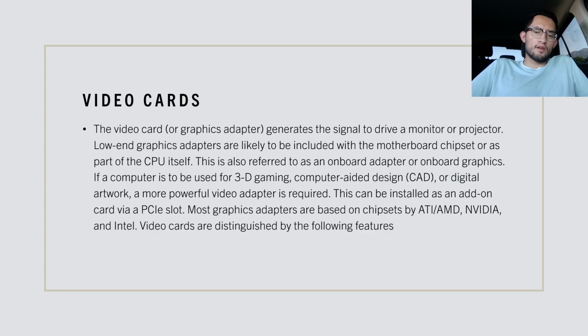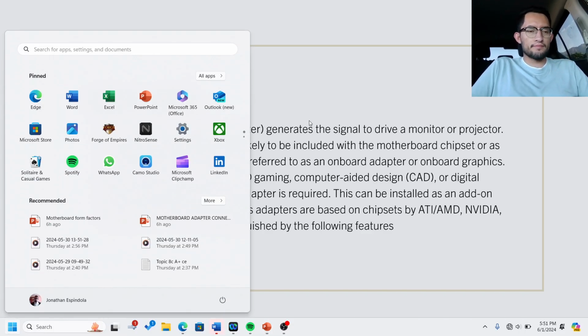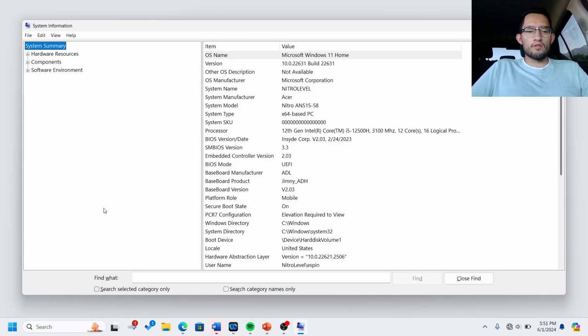Most graphics adapters are based on chipsets by ATI, AMD, NVIDIA, and Intel. Video cards are distinguished by the following features, and then we'll go to the following features. So I guess you could probably check your computer, if you left the stickers on, it will show you what type of graphics card it has. If you don't know, there's also a simple way of going to System Information. This will also show you what type of card you have.